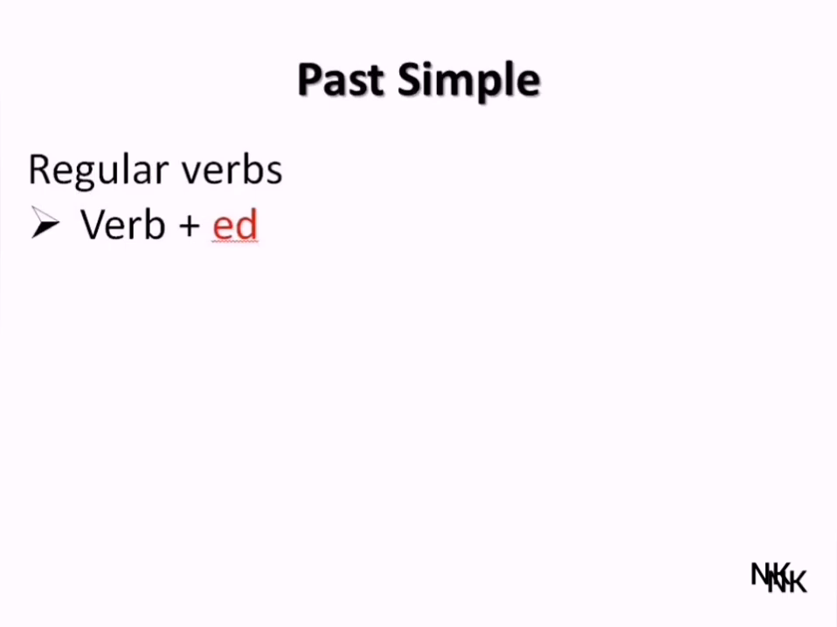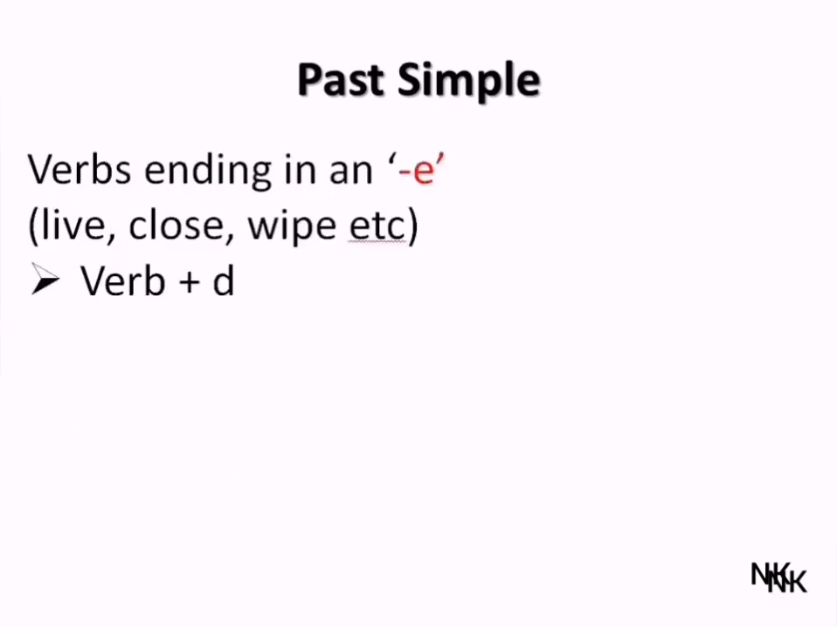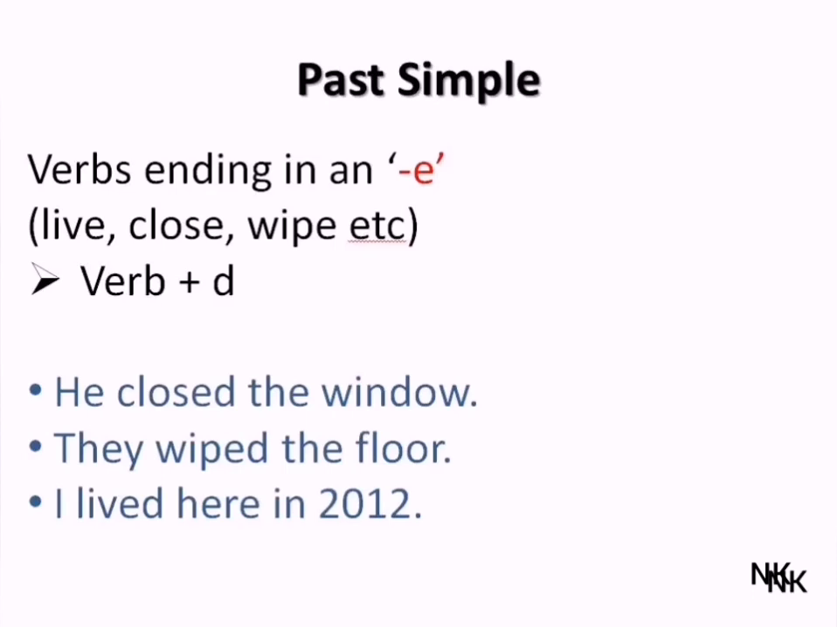For regular verbs, we simply use the infinitive form of the verb and add ed. I kicked the ball. You closed the door. He wiped the table. We need to pay extra attention to verbs that end in an e, such as leave, close, and wipe. With these verbs, we use the infinitive form of the verb, but we only add a d. For example, he closed the window. They wiped the floor. I left her in 2012.